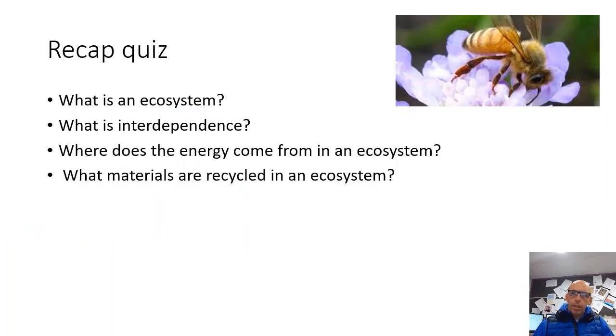Quick recap, thinking about what we've learned so far in ecology. Could you write down your answers to these questions? So pause it for a minute. What's an ecosystem? What does interdependence mean with the different organisms in an ecosystem? Where does all the energy originally come from? And any ideas, and this isn't something we've got to yet, about what materials are recycled in an ecosystem? Could you answer those 4 questions in your books as normal, and then send me that piece of work? So that's the first thing from today's lesson.